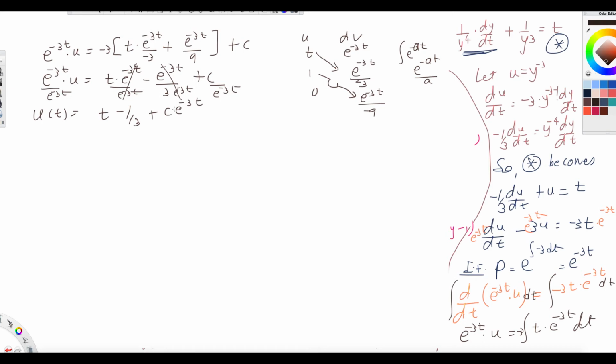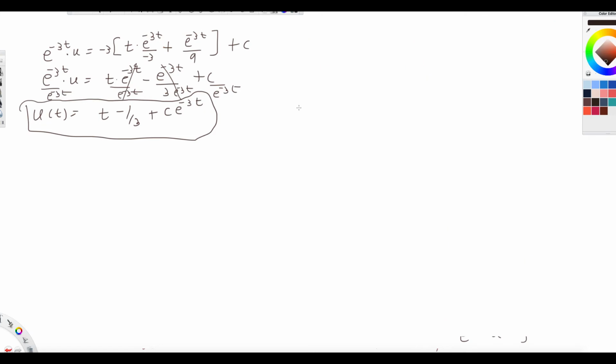Okay, guys. So this is the final answer you get. u(t) equals that thing. So this is how you solve the Bernoulli equation. Okay, I want to do one more example here. Let us do one more example.